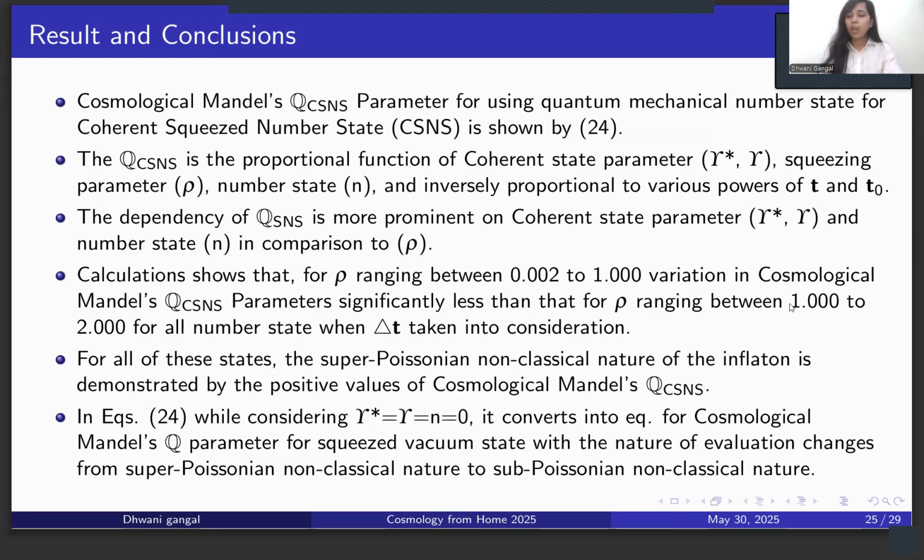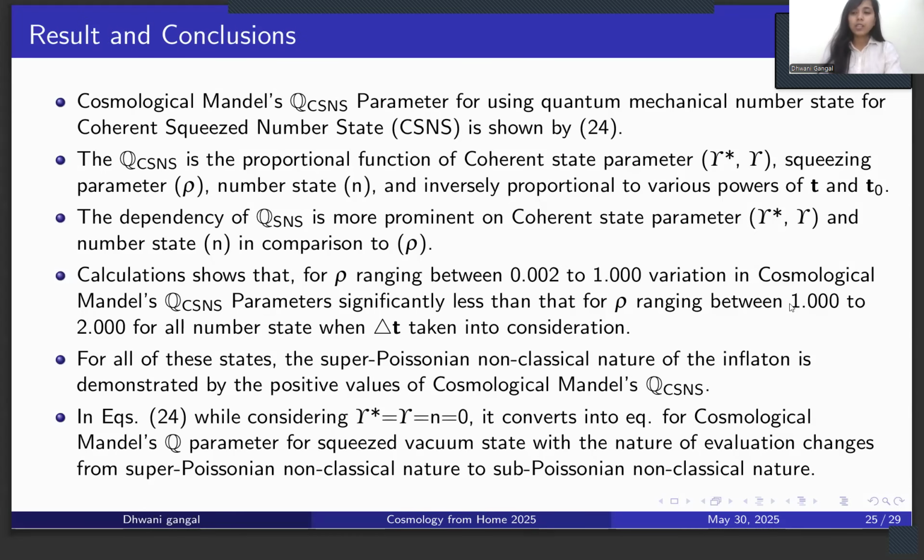For small rho values, Q varies mildly with delta t equal to t minus t naught, and for large rho, we observe rapid growth in Mandel's Q parameter with time. For small values of rho, it will show more contribution in Mandel's Q parameter. In the next point, for gamma equal to 0 and n equal to 0, it converts to the squeezed vacuum state. For that, we get Mandel's Q parameter Q CSNS less than 0, which is consistent with sub-Poissonian behavior.